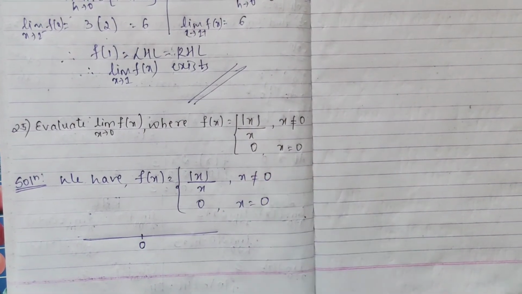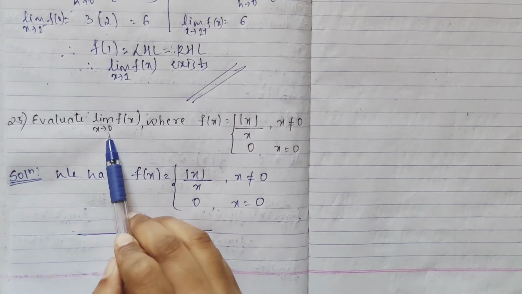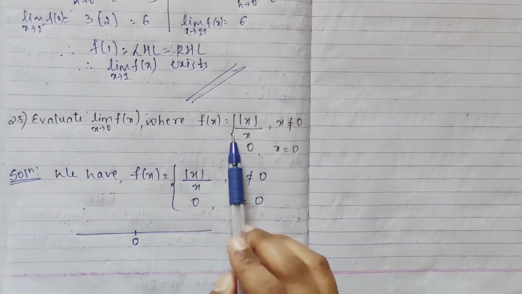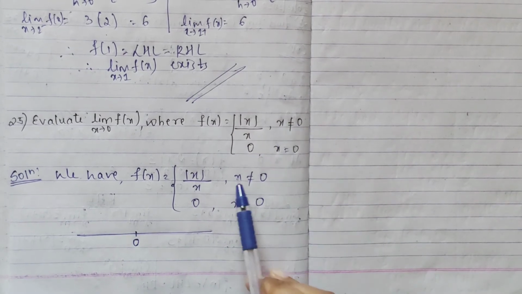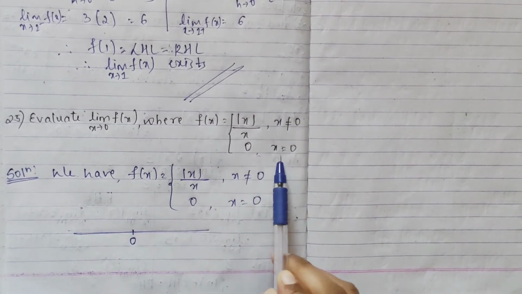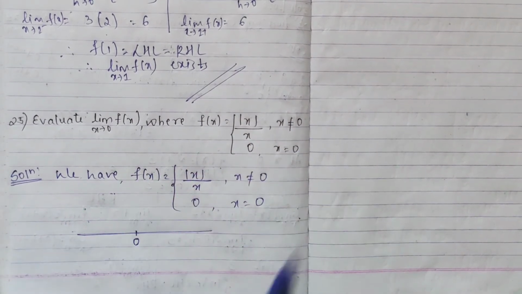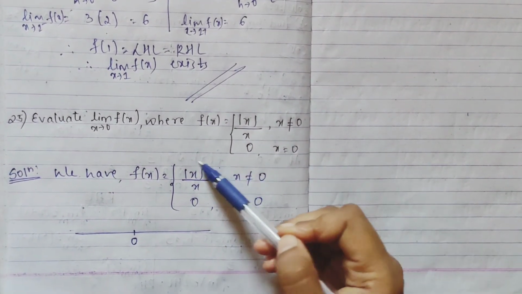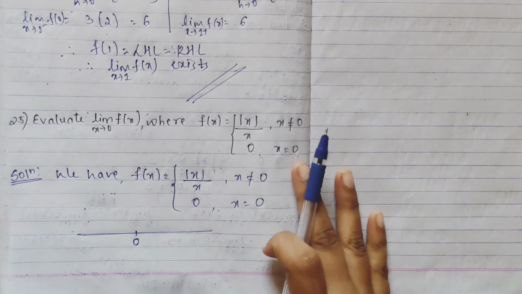Next question, 25th. Evaluate limit f of x as x tends to 0, where f of x is equal to modulus x by x when x is not equal to 0, and 0 when x is equal to 0. Okay, write it down. See, they have given again two functions: mod x by x when x is not equal to 0, and 0 when x is equal to 0.